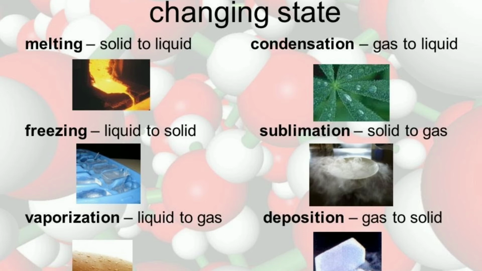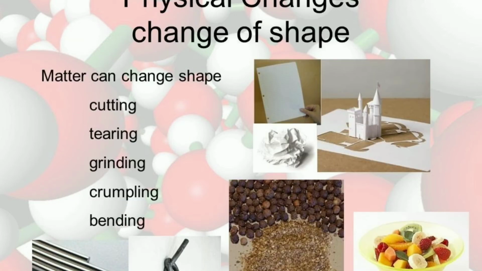So whatever the process you take, the composition won't change, only there will be changes in the physical states. Next, physical changes can also happen when matter undergoes changes in its shape. So if you see here, the matter can change shape by cutting, tearing, grinding, crumpling, or bending. Because of all these processes, we can see the shape changes.